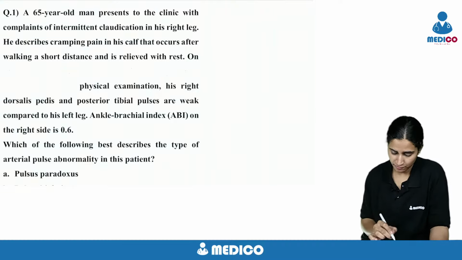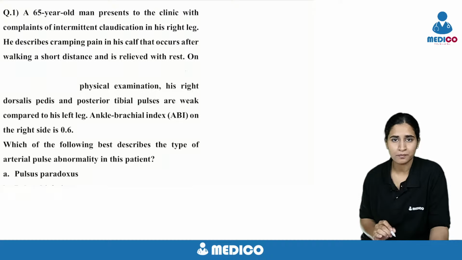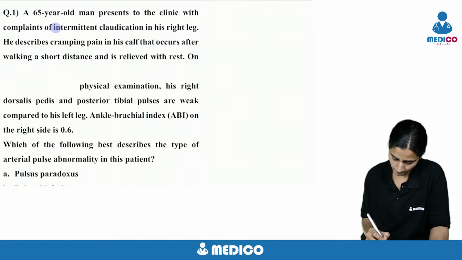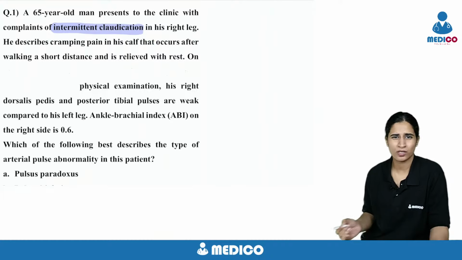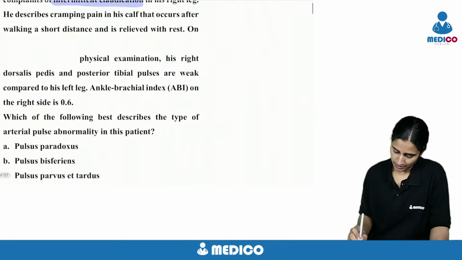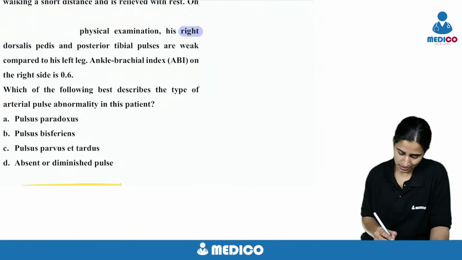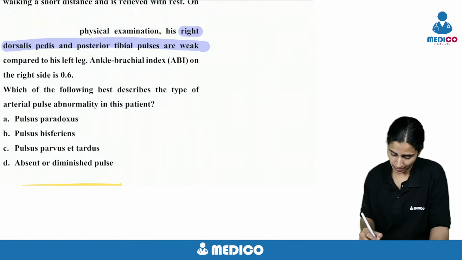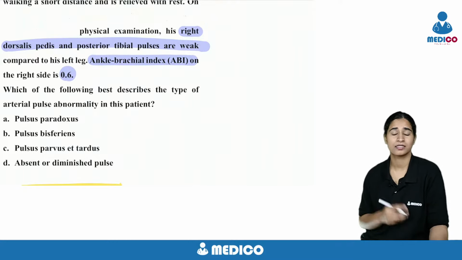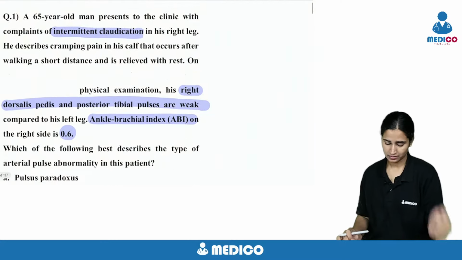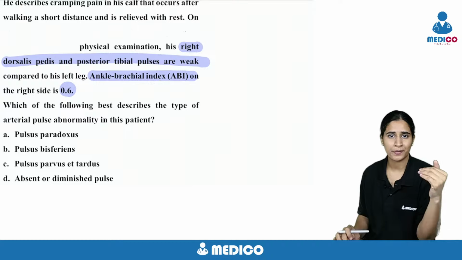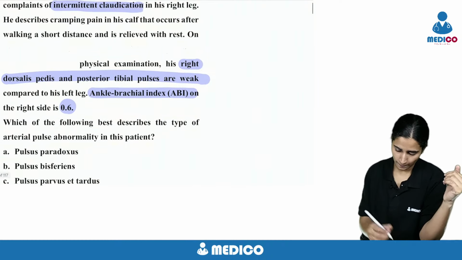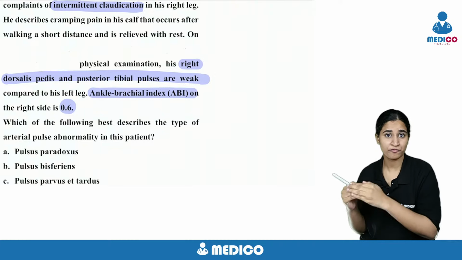So in this question, it is a 65-year-old male. He came to the clinic with complaints of intermittent claudication. So his complaint is claudication, and he's describing that as a cramping pain in his calf. That is what claudication is. And on examination, the pulses in his right leg are weak and the ankle brachial index is 0.6. These many keywords he gave you: claudication, weak pulses, ankle brachial index is low. That means there is a peripheral vascular disease. So based on these key points, I came to the diagnosis of peripheral vascular disease.